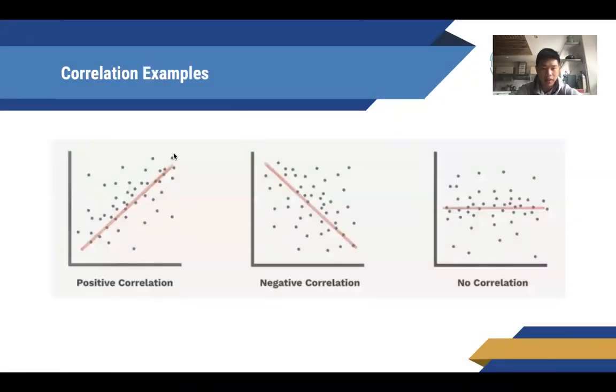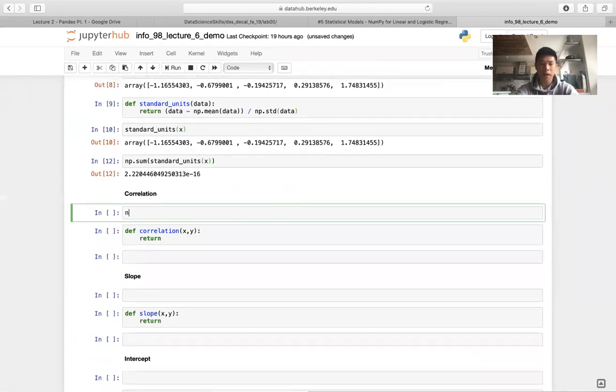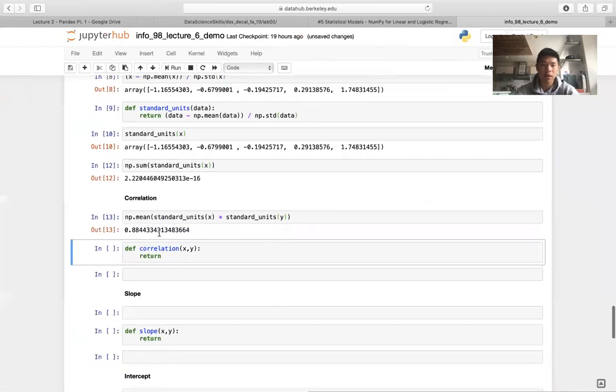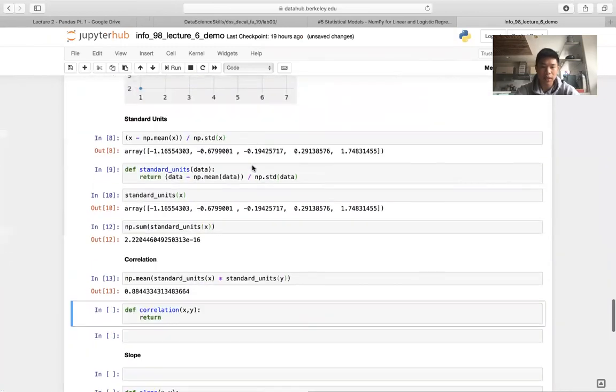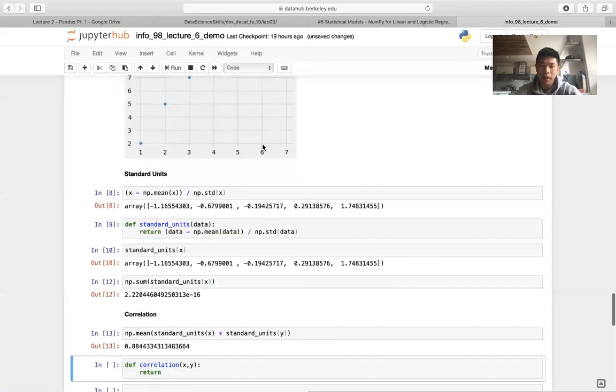So here is a positive correlation. You would expect an R value between 0 and 1, probably closer to 1. A negative correlation would be closer to a -1 value for R, and no correlation would be very close to 0. In order to calculate correlation, it would just be the mean of running standard units on X multiplied by running standard units on Y. Here we see the correlation of these data points is very close to 1. You can see just from that number alone, it tells you that these data sets are very linearly correlated.